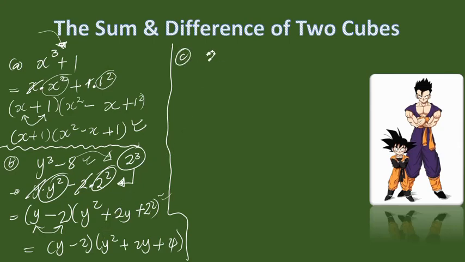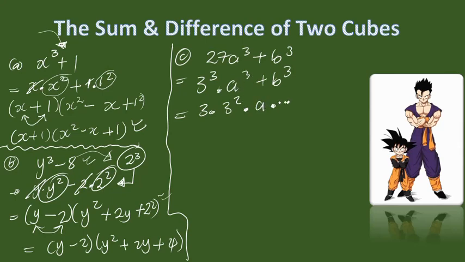Question C. Let's say we have 27a raised to 3 plus b raised to 3. Fine. Let's see what we can do here. Here we have to rewrite these things in exponential form. 27, that is 3 raised to 3, a raised to 3 plus b raised to 3. And then we break them down. This is the same as 3 multiplied by 3 squared. This is the same as a multiplied by a squared. This is the same as b multiplied by b squared.